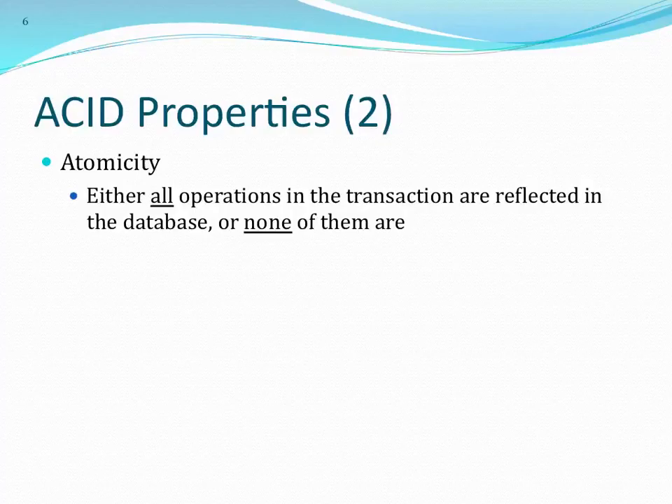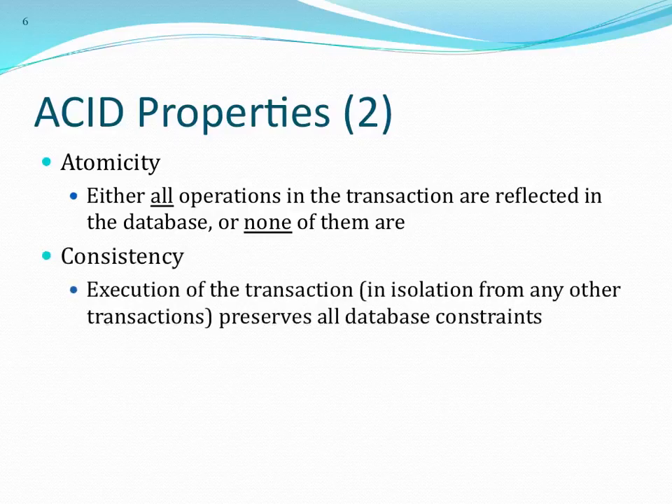So here are the four ACID properties. So you have atomicity, which is that either all the operations are reflected in the database or none of them are. Now, obviously, from the standpoint of the transaction itself, it will see its intermediate state. But other people should see either all of the changes of the transaction or none of them.